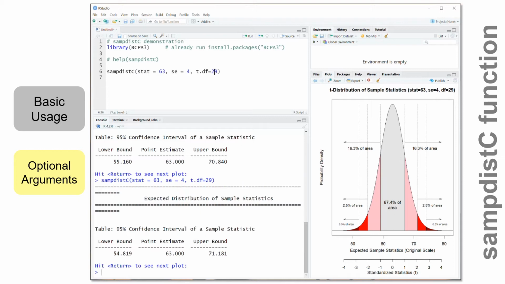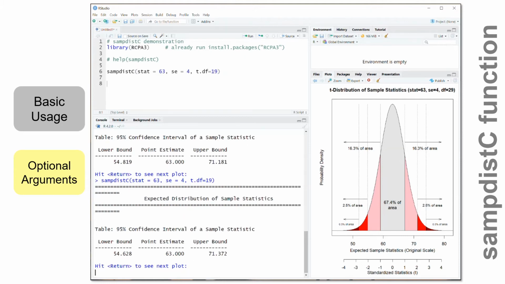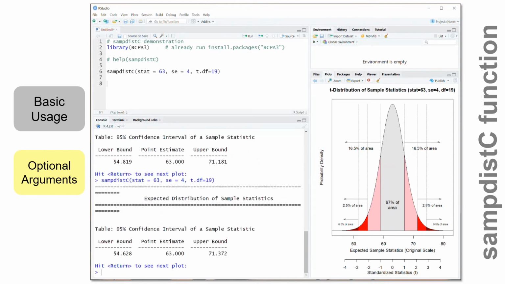And I said I encourage you to play around with the function to see what happens. For example, if you lower the degrees of freedom further, a little bit less of the area is in the middle. Now we're down to 67% of the area, and notice that the bounds of the confidence interval change as well. The lower bound is lower than it was before, and the upper bound is a little bit higher than it was before. And it definitely is higher, the upper bound is definitely higher than with the standard normal. So the more we lower the degrees of freedom, the more the expected distribution spreads out.